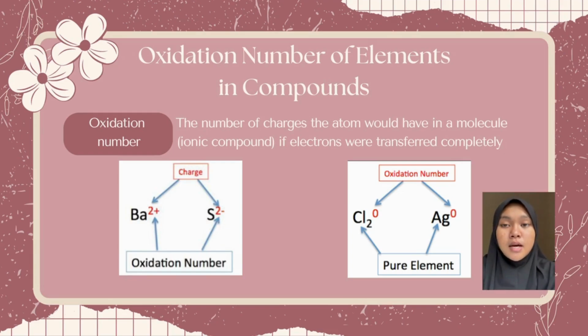Oxidation number is the number of charges the atom will have in a molecule or ionic compound if electrons were transferred completely. So we look at the example. Barium, the oxidation number charge 2+, and sodium, the oxidation number charge -2. So next, chlorine, the oxidation number is 0, and the silver oxidation number also 0. The chlorine is a pure element and silver also a pure element.